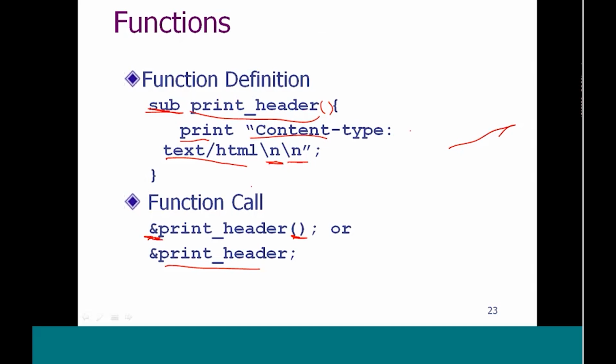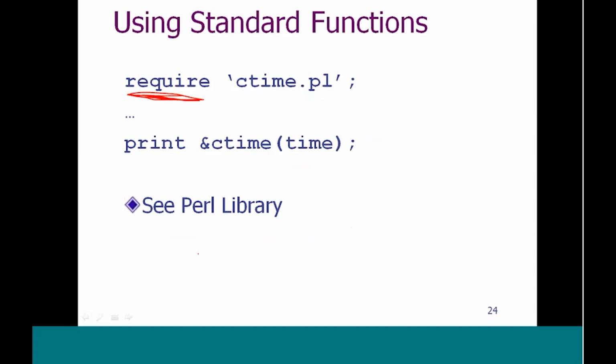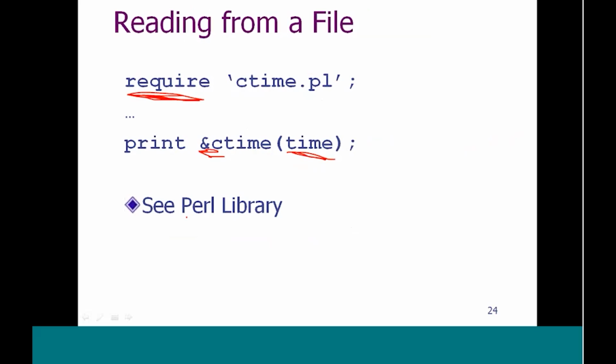ampersand at the beginning. Ampersand in general you can think of as like an address. So the ampersand print header is essentially the main way to call a particular function. Here again for ctime we just call with this ampersand ctime, and then the argument is time, and then it prints out the output. You can go to the Perl library and look for ctime and see what it does.